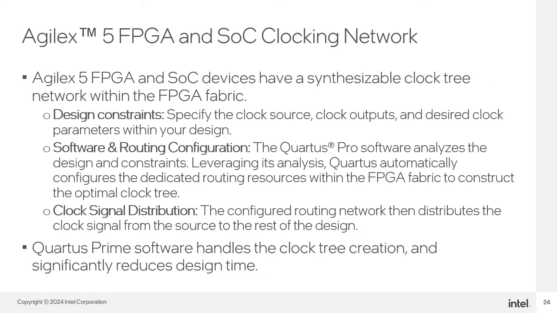Agilex 5 FPGA and SoC devices have a synthesizable clock tree network, which means that the Quartus software will automatically build the clock network that distributes clock signals throughout the device. This feature simplifies the design process as users only need to specify clock source, clock outputs, desired clocking, and PLL parameters. The Quartus software then handles the heavy lifting by configuring the dedicated FPGA resources, constructing the optimal clock tree based on the design and user-defined timing constraints. This automation streamlines clock network design, reducing complexity and potentially improving performance due to the clock tree synthesis capabilities.